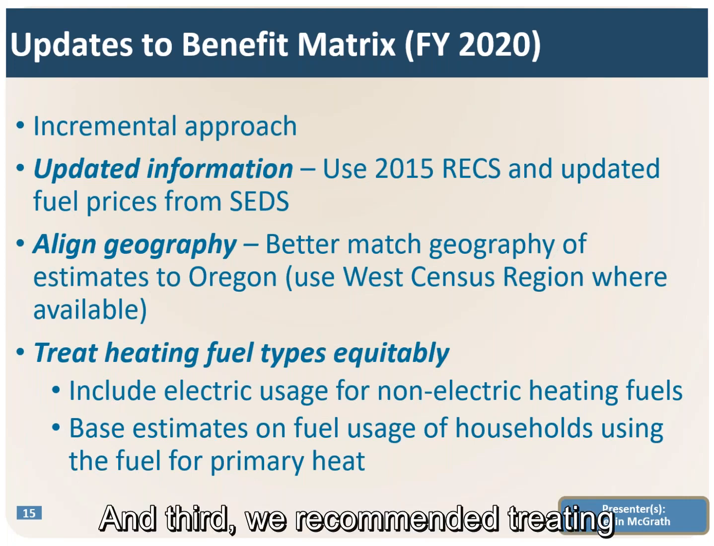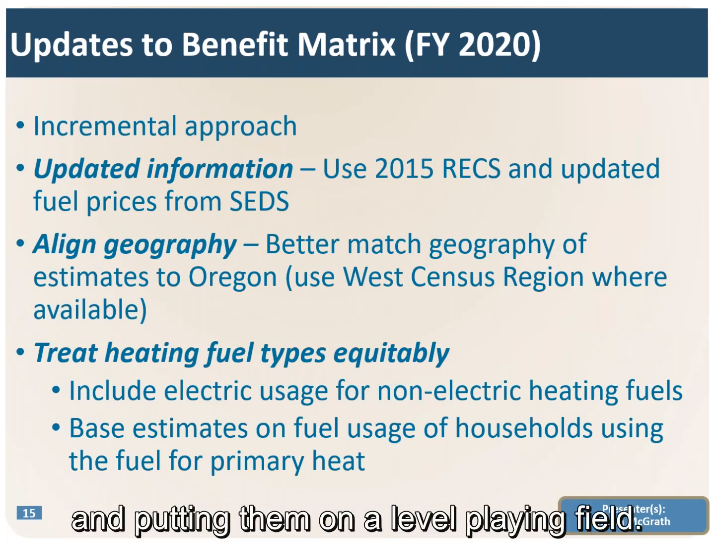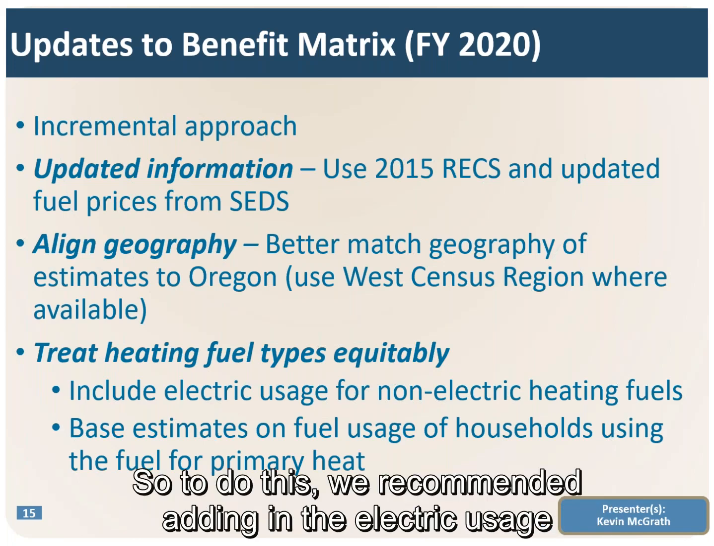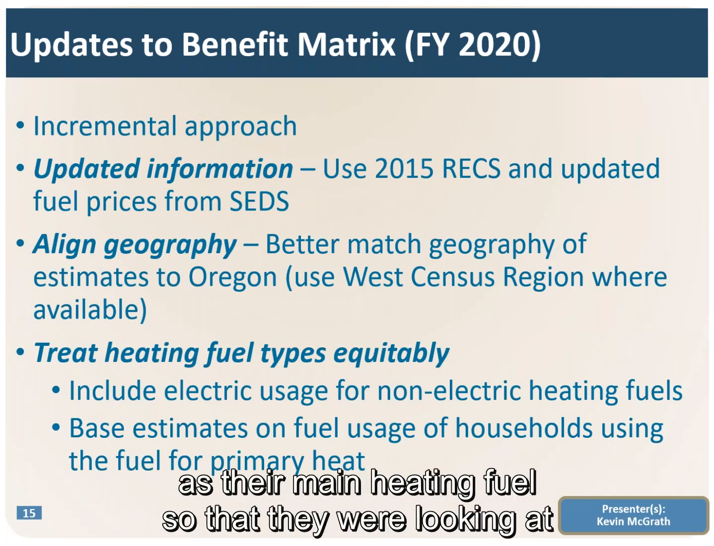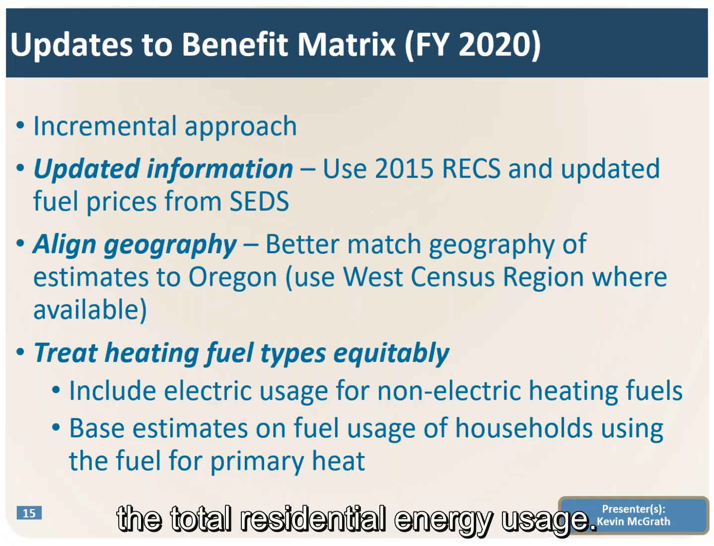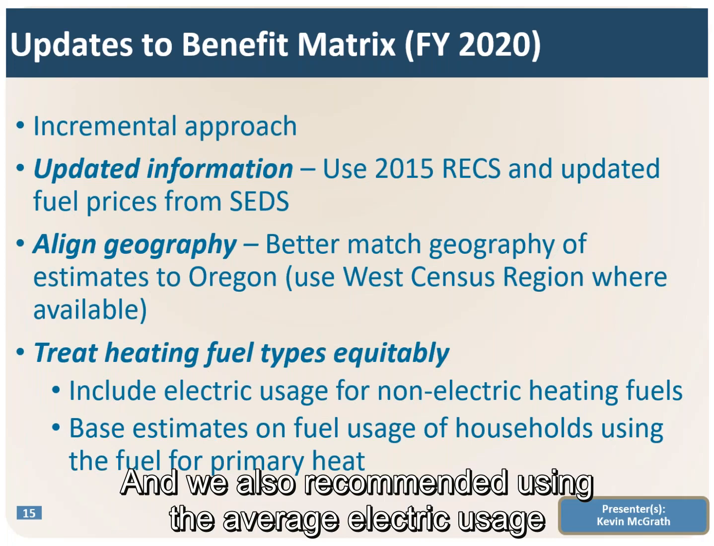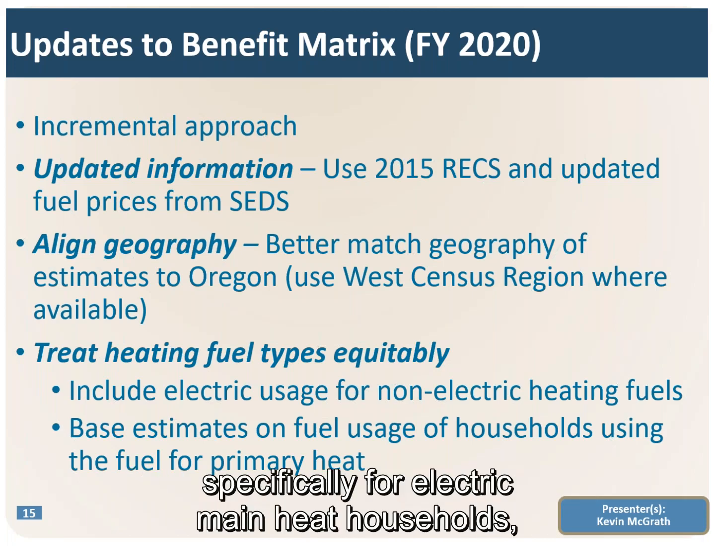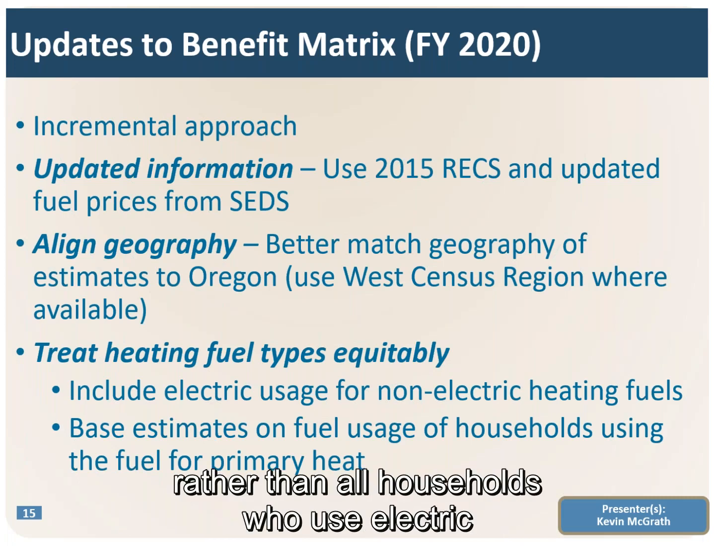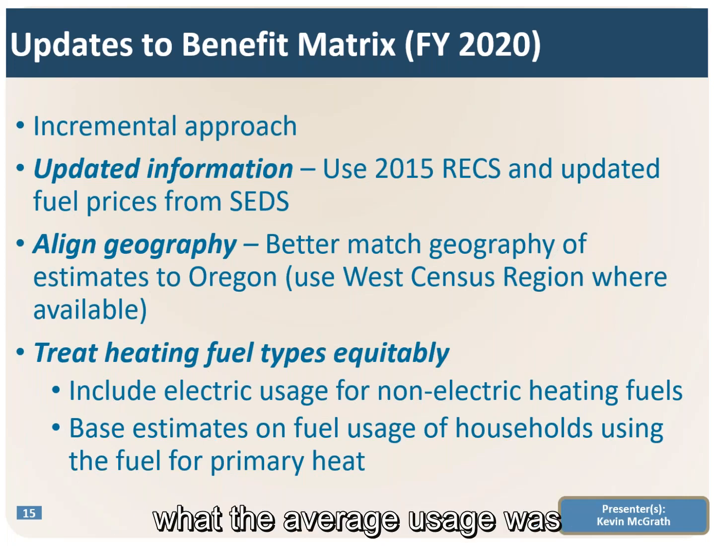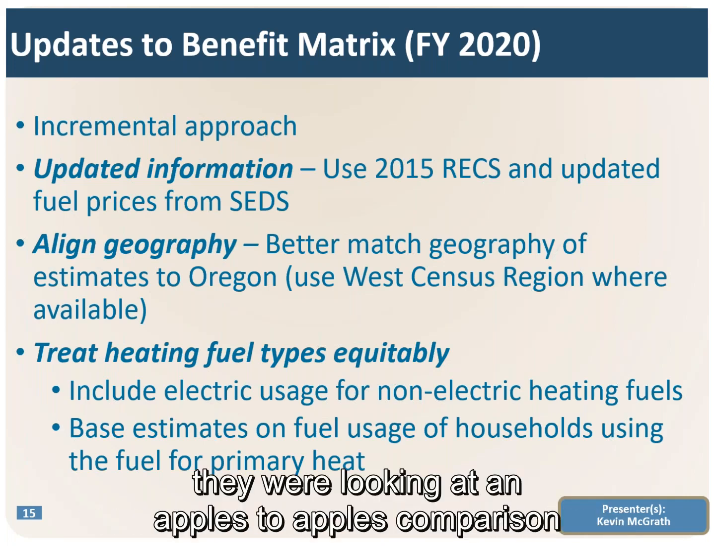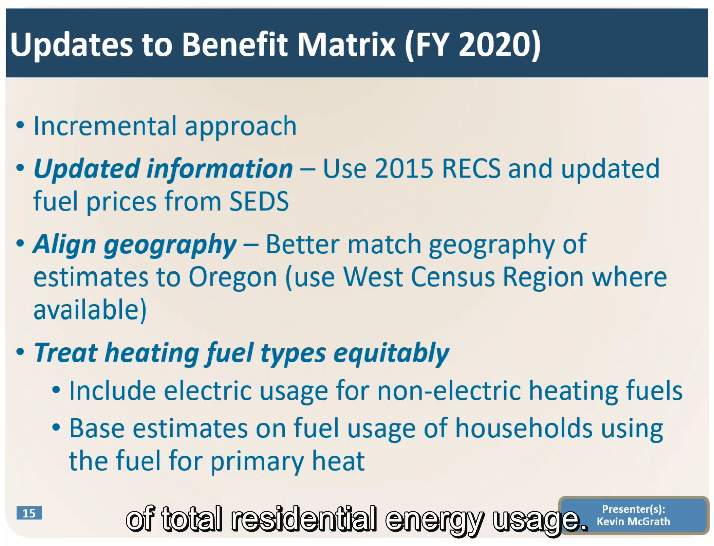And third, we recommended treating each heating fuel type equitably and putting them on a level playing field. So to do this, we recommended adding in the electric usage of households who use natural gas, fuel oil, etc., as their main heating fuel, so that they were looking at the total residential energy usage. And we also recommended using the average electric usage specifically for electric main heat households rather than all households who use electric. That way, when they were looking at what the average usage was for each of the main heating fuel types, they were looking at an apples to apples comparison of total residential energy usage. Next slide.